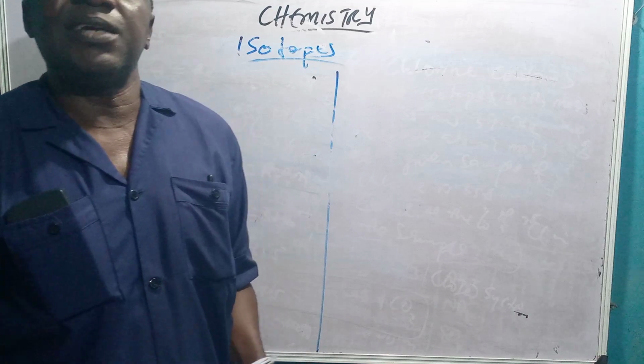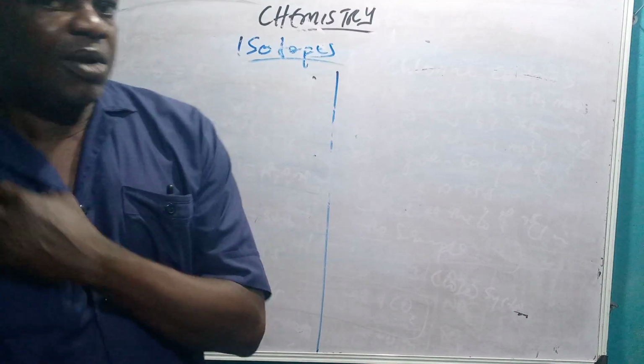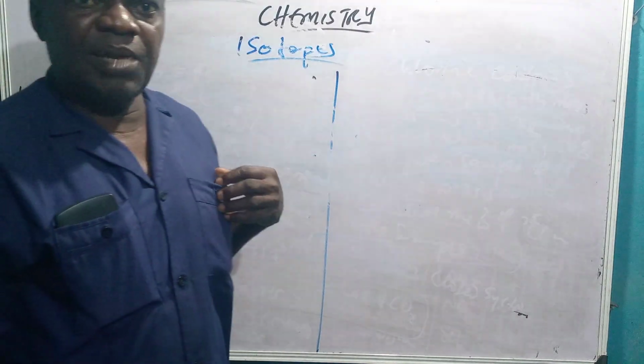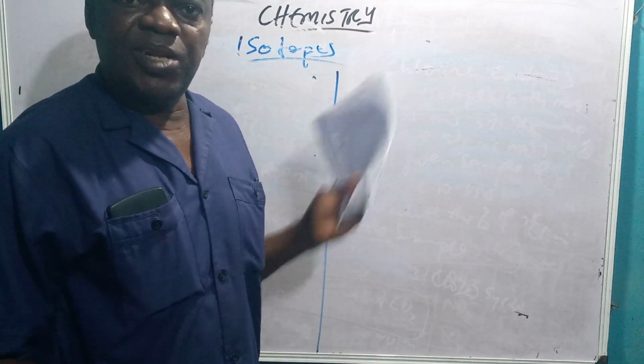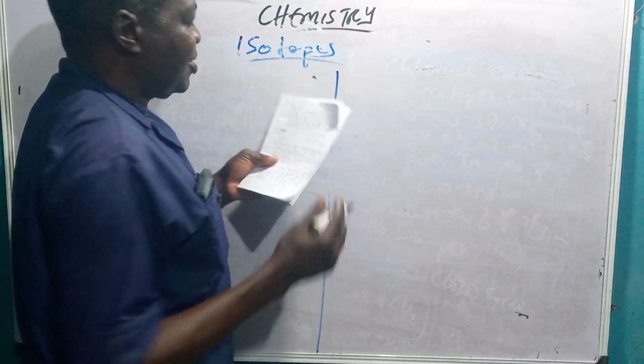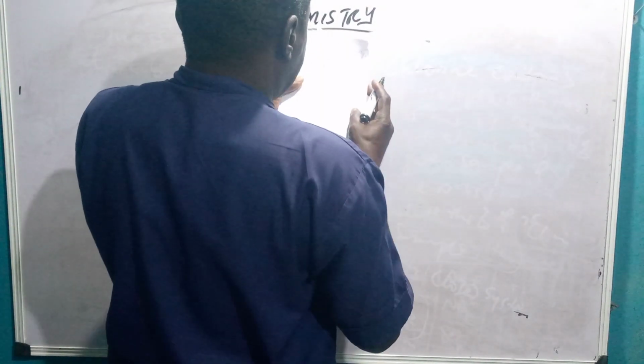Like I told you that day, there's still a calculation we need to do. That one is lengthy, but it appears to be a little bit complex, but not actually complex. After this class, see that it's not tedious. So let's get started. The calculation of the isotope goes this way.